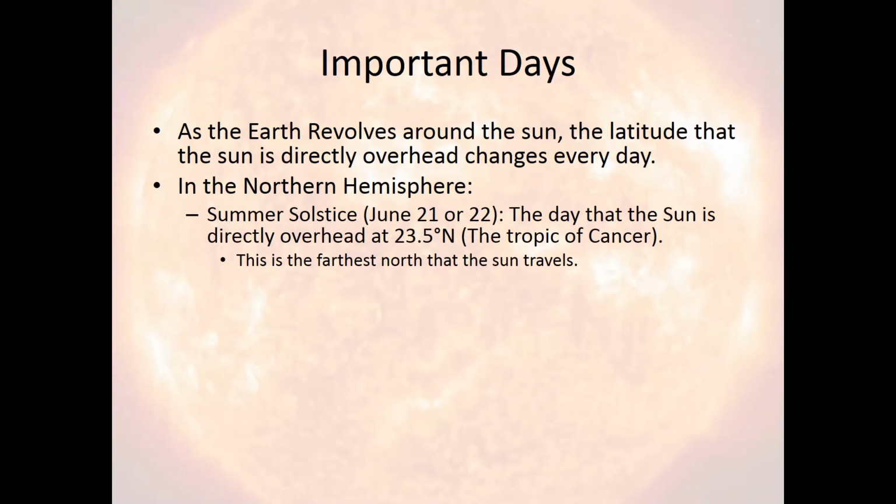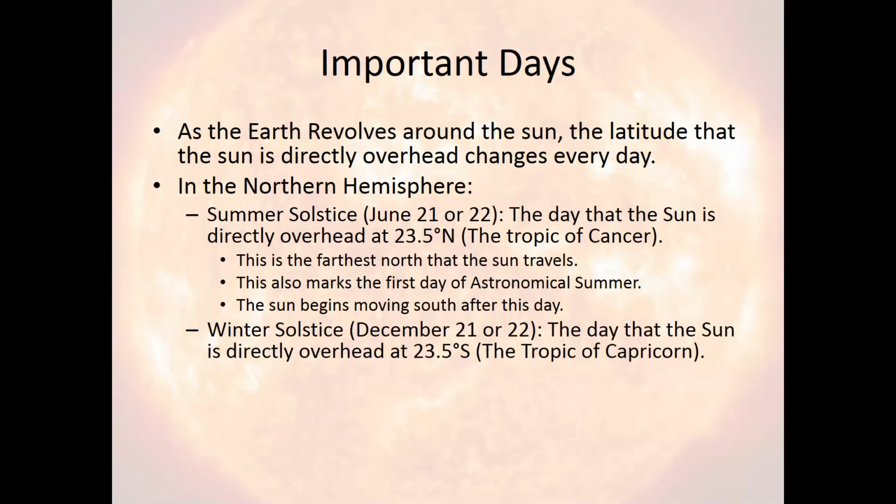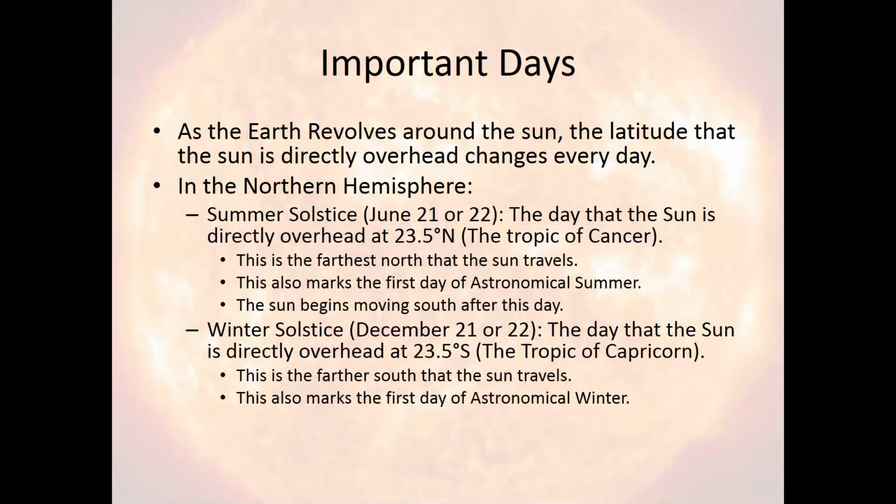This is the farthest north that the sun travels. This also marks the first day of astronomical summer. After this day, the sun begins moving south. And 6 months later, on December 21st or 22nd, again, depending on what latitude you're at, the sun is directly over 23.5 degrees south. That's called the Tropic of Capricorn. On that day, that's our winter solstice. That's the farthest south that the sun travels. It's the first day of astronomical winter. And after that day, the sun begins making its journey back to the north.